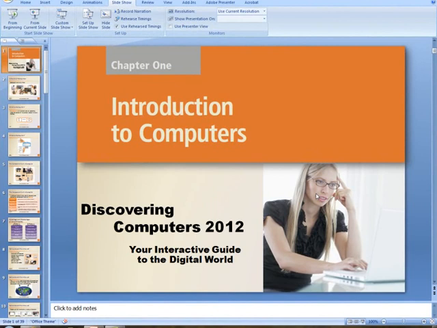If you're using an earlier edition of the book, Discovering Computers 2010 was the last edition that I used. I can tell you that the content is pretty much the same. It's been polished and enhanced in the new book, but you should be able to follow along without any difficulty.